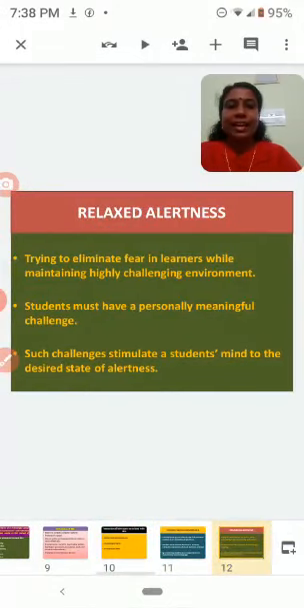Next is relaxed alertness. Trying to eliminate fear in learners while maintaining a highly challenging environment. Students must have a personally meaningful challenge. Such challenges stimulate a student's mind to the desired state of alertness.